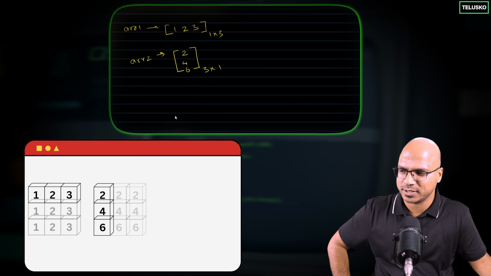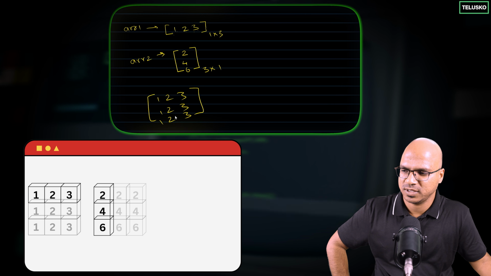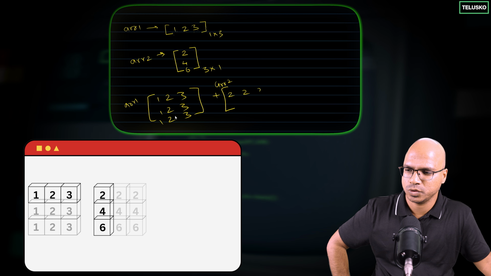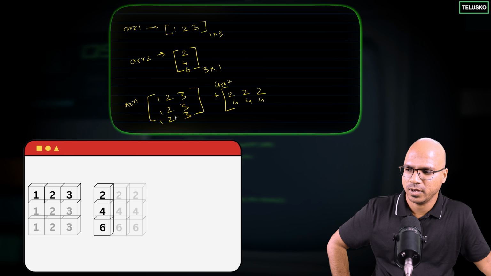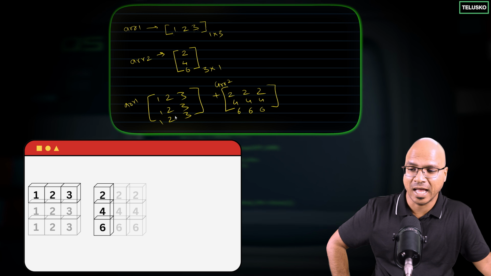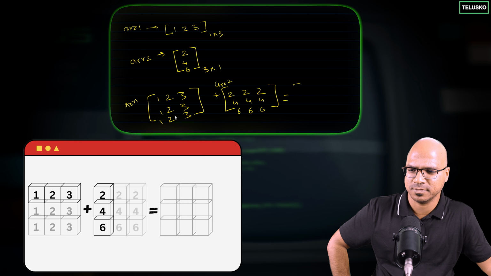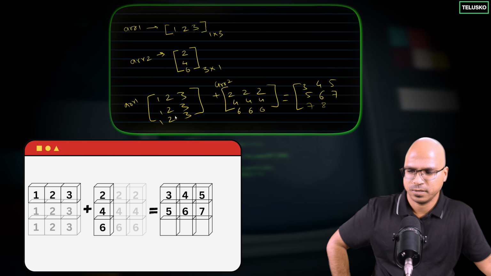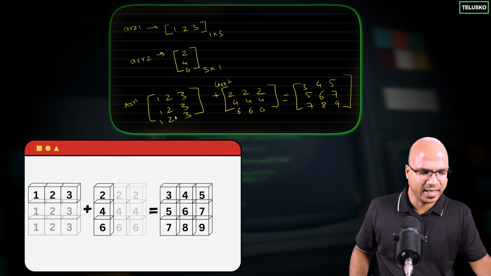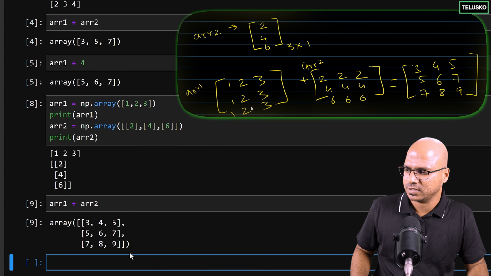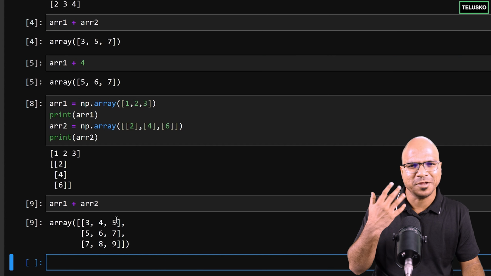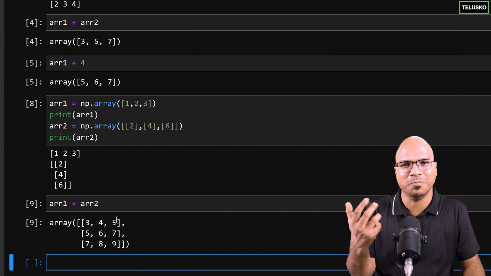So what you got in turn is 1, 2, 3. This is the first one, which is arr1. And now you got the second one, which is arr2, which is 2, 2, 2, 4, 4, 4, and 6, 6, 6. And now, simple to add. So this becomes 3, 4, 5, 5, 6, 7, 7, 8, 9. And let's see, is it the same value we got? And that's right, you got the same values. So this is what is happening. This is broadcasting. So that means it doesn't matter what type of dimension you give, NumPy will adjust it.